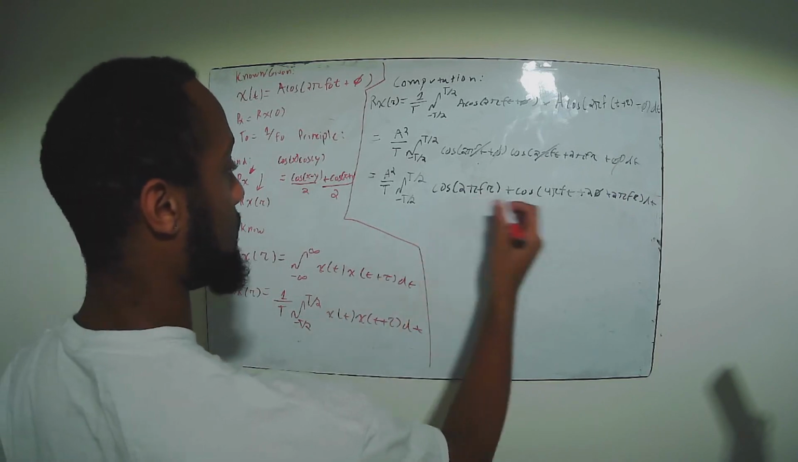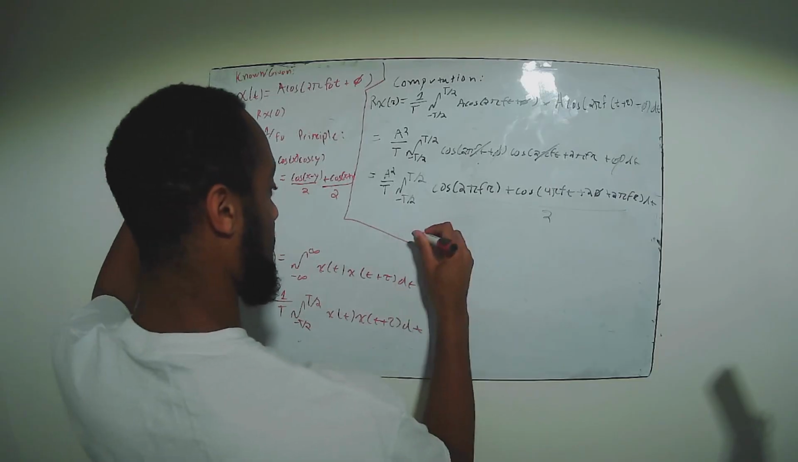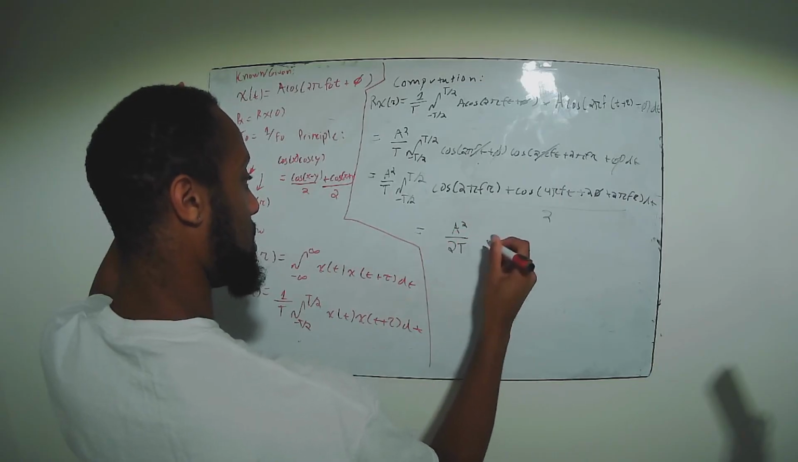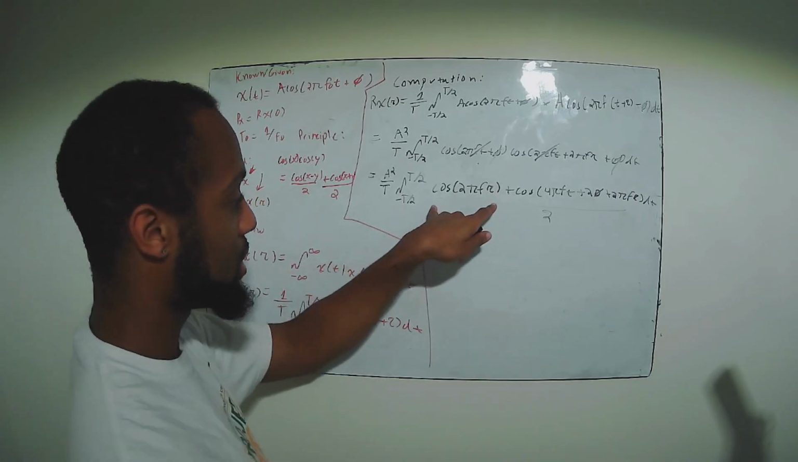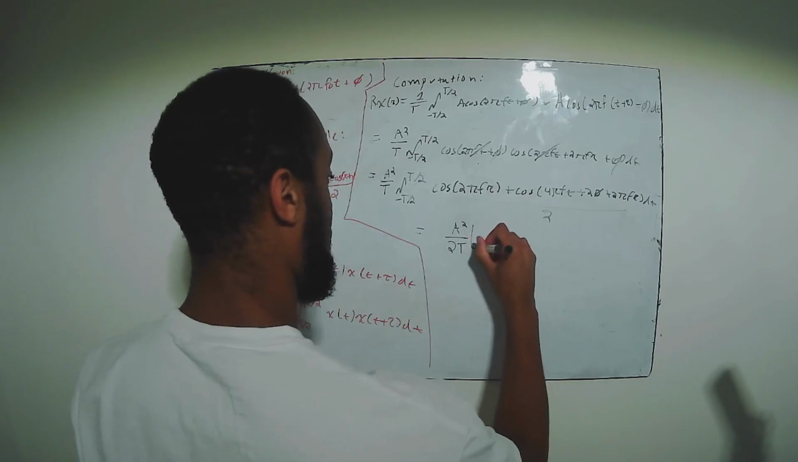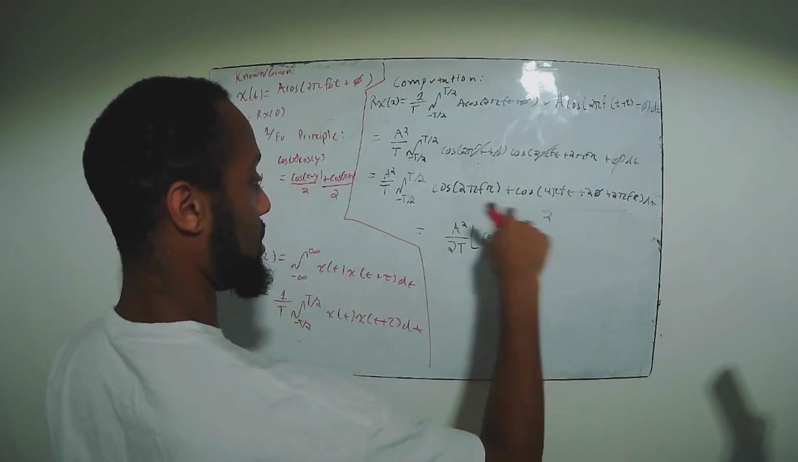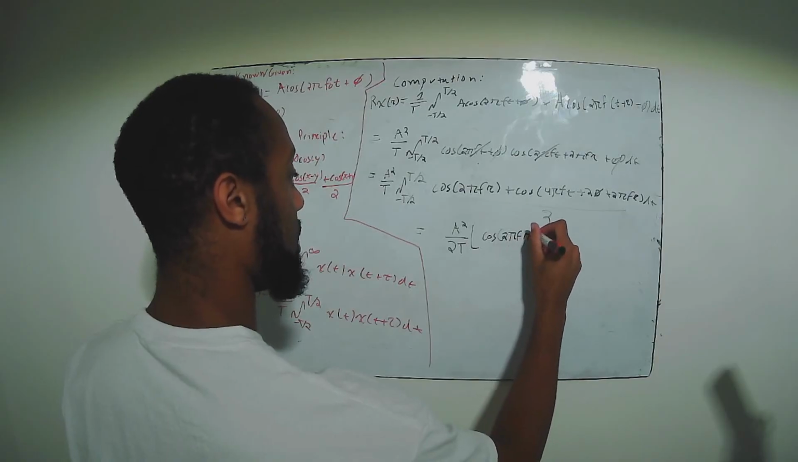All of this obviously divided by a half. We're going to take this half back outside again. This is going to end up being A squared divided by 2t. And then we're going to take the antiderivative of this. The antiderivative of this is just a constant because it's based on tau, not t. So this is just going to be cosine 2 pi f tau times t.